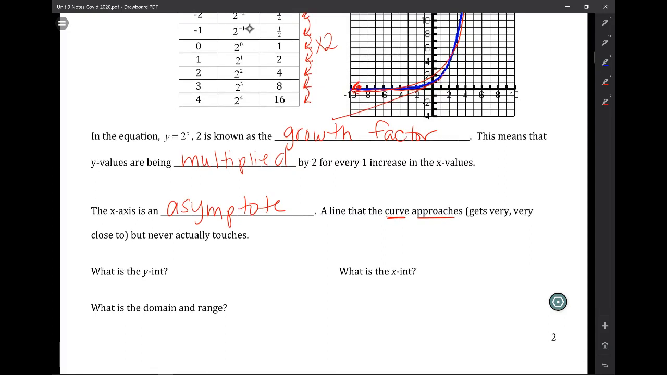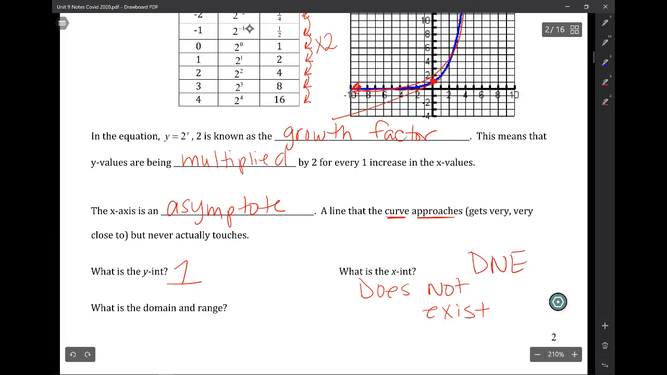The y-intercept is going to be the place where it crosses the y-axis, so that y-intercept is going to be a 1. But if we have an asymptote on the x-axis, meaning it'll never equal 0, can there be an x-intercept? No, it does not exist. My professors in college used to write DNE, so feel free to write that as well.